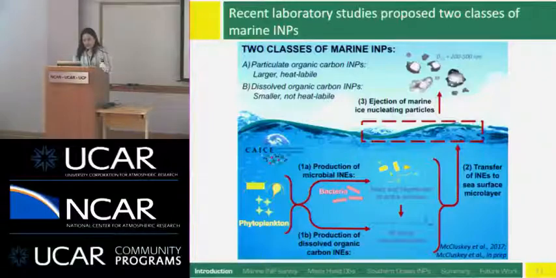And then, based on different tests that we can do in our lab, we propose two classes of marine INPs. One of them is the particulate organic carbon ice nucleating particle. These are typically larger, and I mean greater than 200 nanometers, and then they're heat labile. So they have proteins and things like that that are deactivated due to heating and then are no longer INP active after that. We typically think of heat labile material as being biological. And then the dissolved organic carbon ice nucleating particles are smaller, so smaller than 200 nanometers, and they're not heat labile. They're pretty stable. So these are mostly like organic gunks, and they could also be ice nucleation active macromolecules.